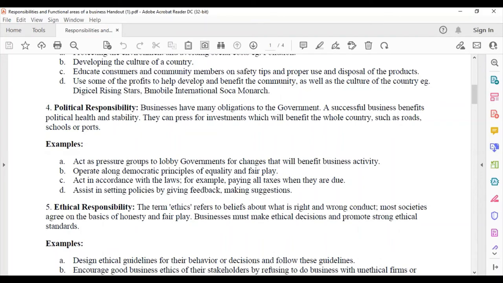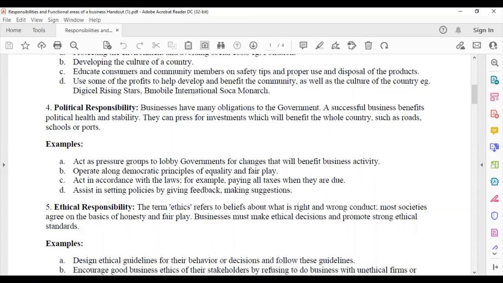So you would see persons would assist by making suggestions or giving their feedback, because that is important. When you have businesses, remember they're on the ground and they're doing the groundwork and they can give feedback when policies are being made, right? That will help the government to make effective policies, right? That will benefit all, right?